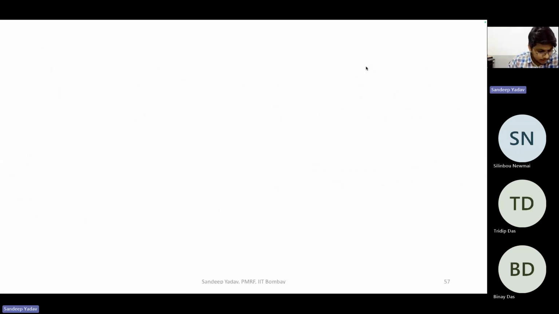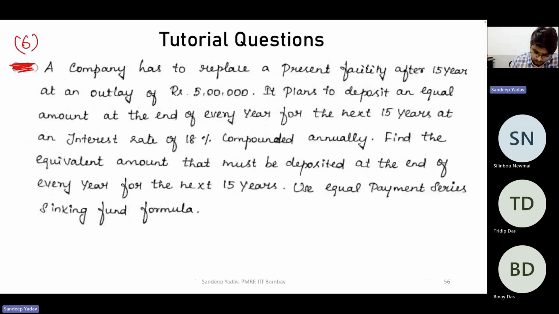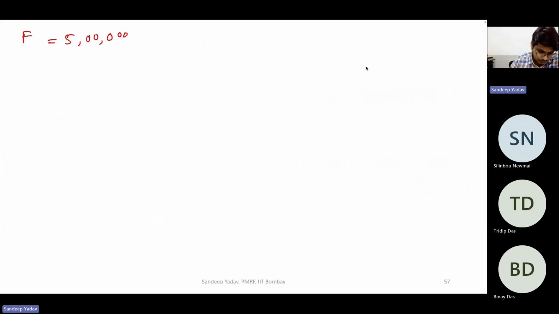Now, the formula that we have been using till now is called the sinking fund formula. So that's nothing different, you just don't need to get confused about it. So the initial investment given is five lakhs, the time period is 15 years, i is 18%, and A we need to calculate.